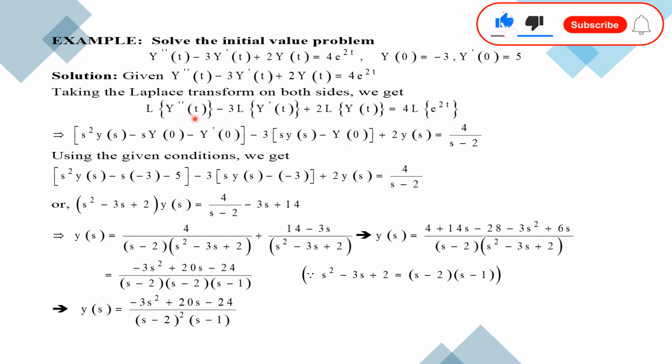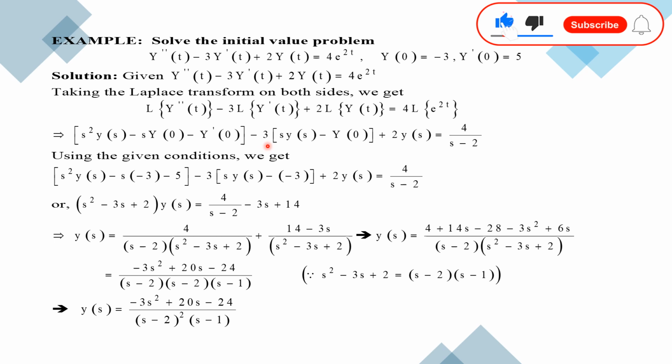Laplace of y double prime of t is s square Laplace of y of t, which is equal to Y of s, minus s y at 0 minus y prime at 0. So the Laplace of the double derivative of t is this equation. If you don't remember or have no idea, then you can watch my series, the Laplace of derivative lecture.